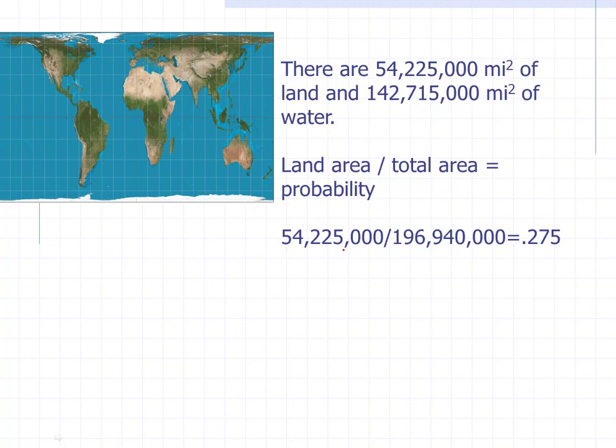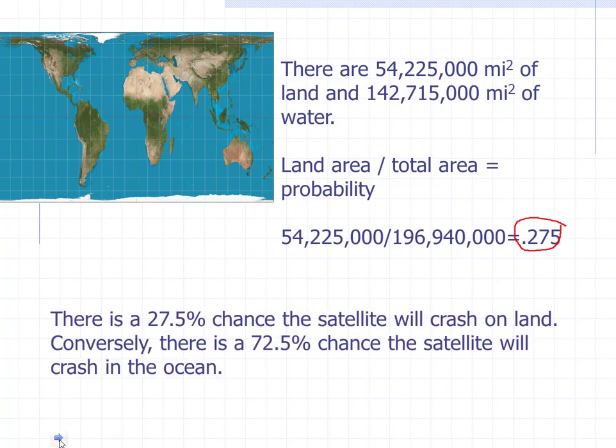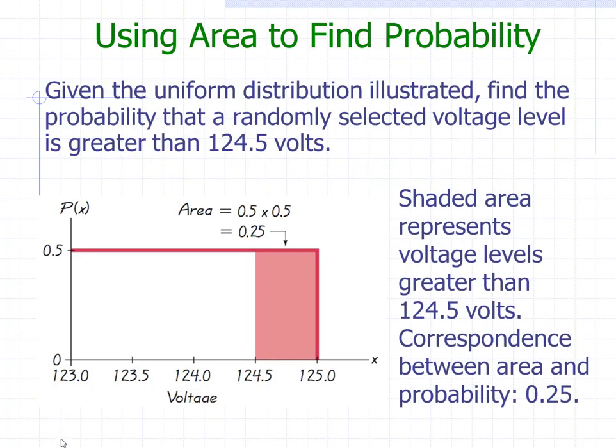Well, it's going to be the area of the land divided by the total area of the Earth, and it comes out to be 0.275. So that means the probability that our satellite is going to crash on land is about 27.5%. Now we can also say the probability that our satellite will crash in the ocean is going to be about 73%. Let's look at this. And this is a uniform distribution that deals with voltages.